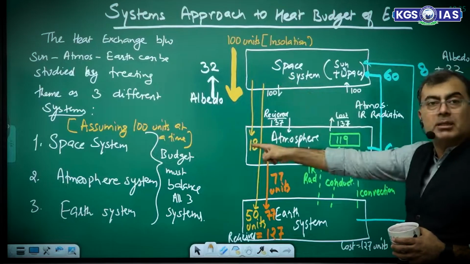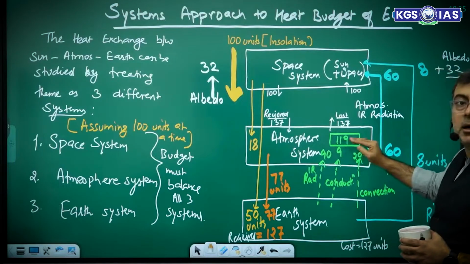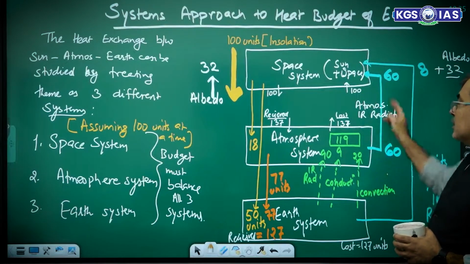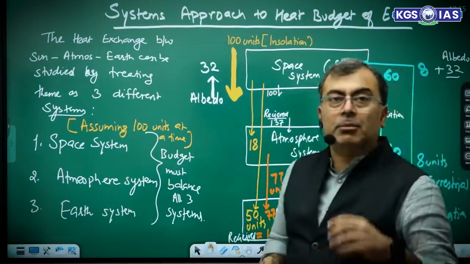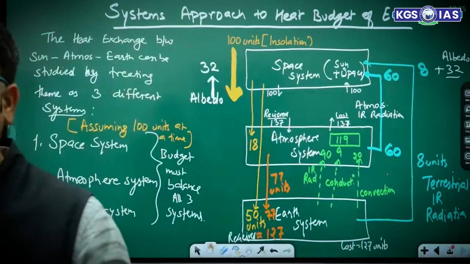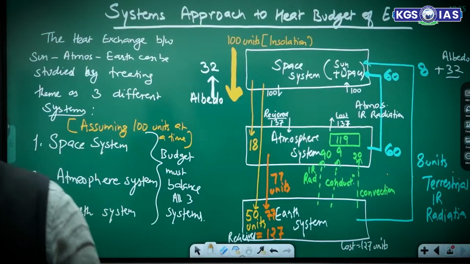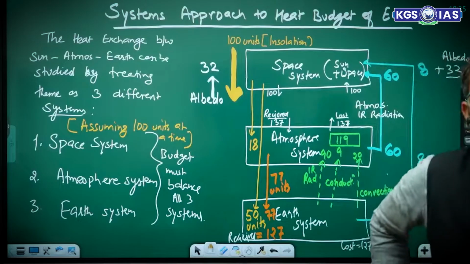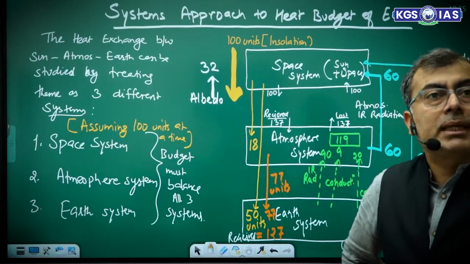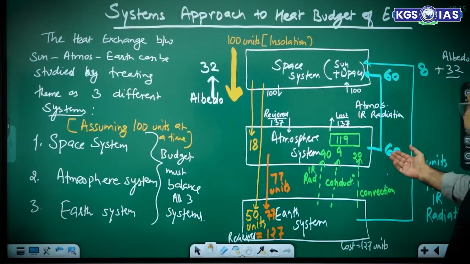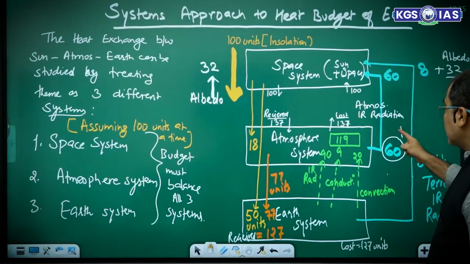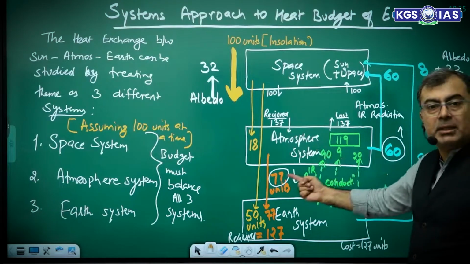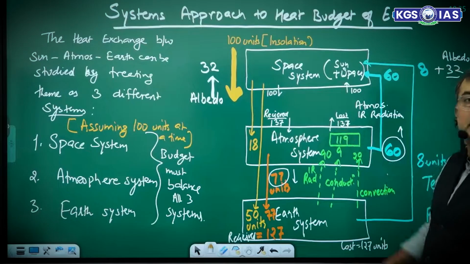How much was in the atmosphere? 18 from the sun and 119 from the earth. So total was 137. Out of 137, 60 went this side, 77 went that side. That's balance. Everyone okay? The atmosphere system, 60 is what is left. 60 is going here and 77 is coming here. 60 plus 77 makes how much? 137.